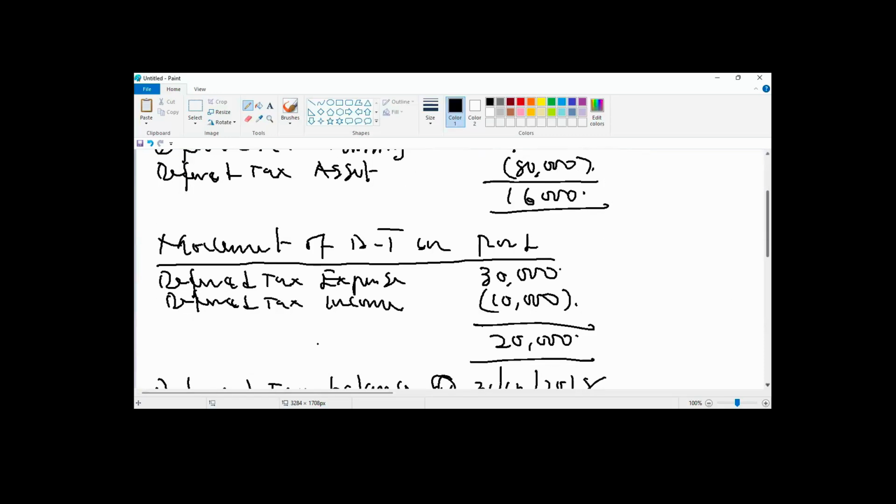In that year, see what happened. This is what you go to the POA. If you are talking about deferred tax asset or liability, you are talking about the statement of financial position, the balance sheet. But if you are talking about deferred tax expense or income, you are talking about the POA.